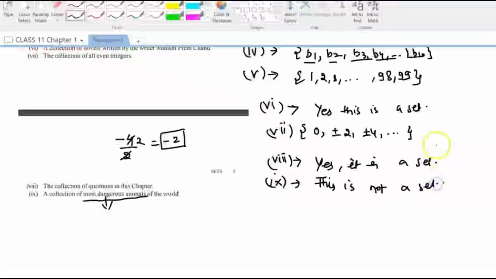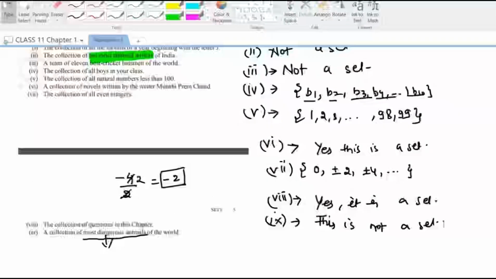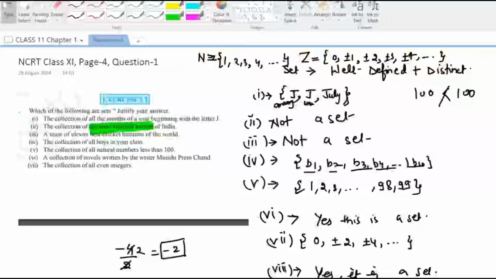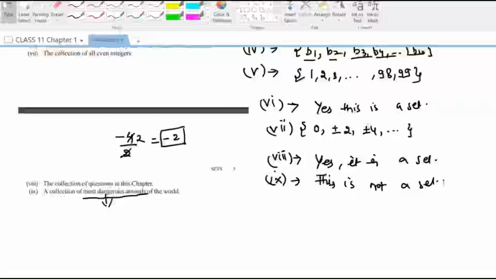You may be wondering why sometimes I am writing the solution and sometimes I am just writing if it is a set or not. Because in your questions, they simply ask if the following collections are sets or not. But for some of them, I just wrote the whole set. Okay, so let's see the next question.